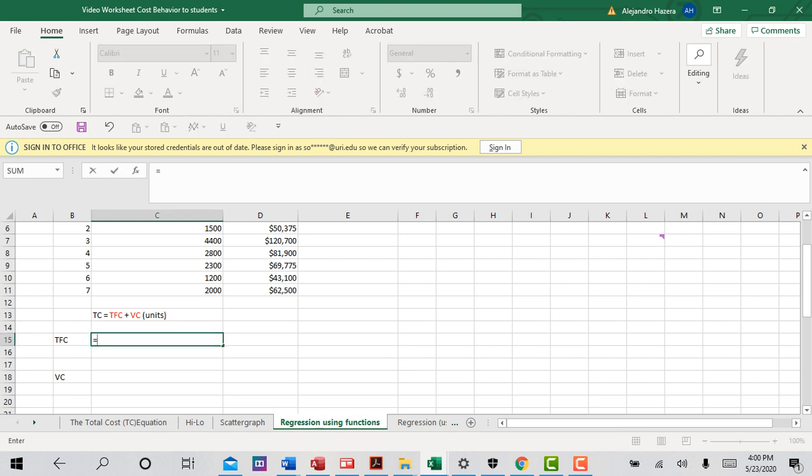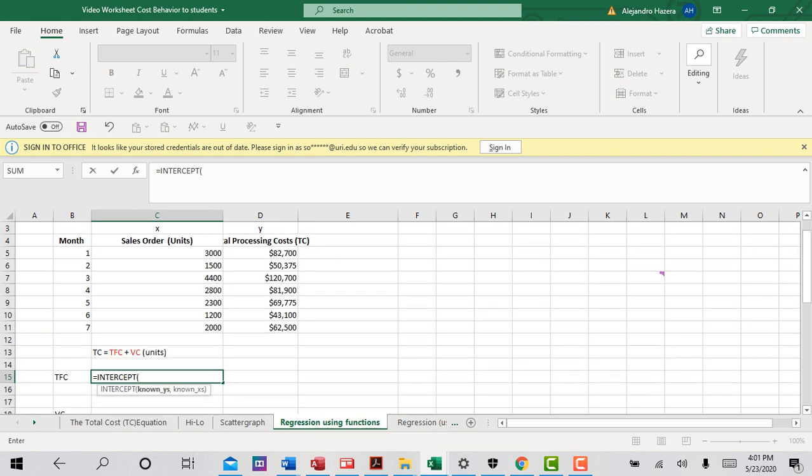What you've got to do is hit the equal sign right there, write in the word I, and start writing the word. You're looking for the intercept. It's going to pop up a little box, and just click on intercept. Notice what it says: intercept, and then you're going to highlight the known Y's and the known X's. The known Y's, that's why I put Y, are right here. We're going to put a comma, and the known X's are right here.